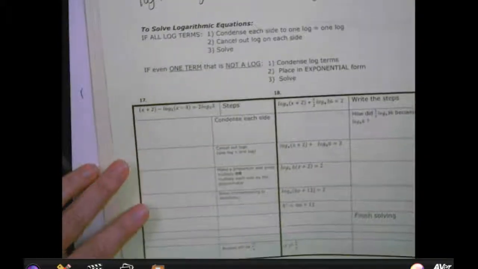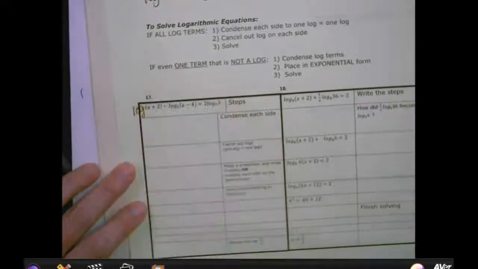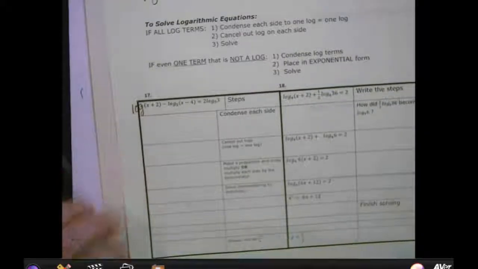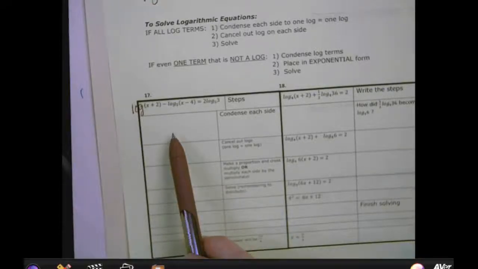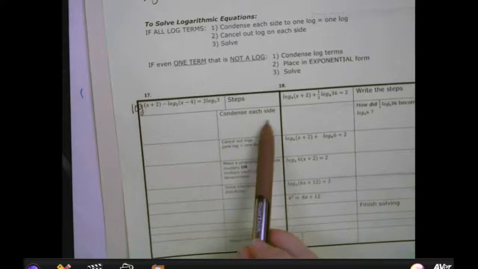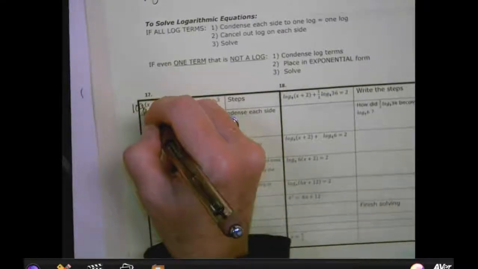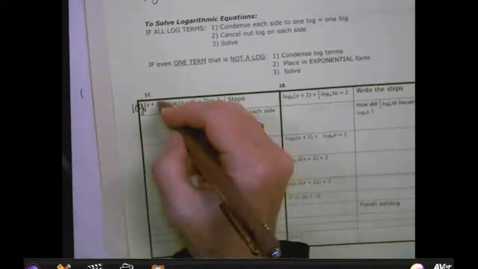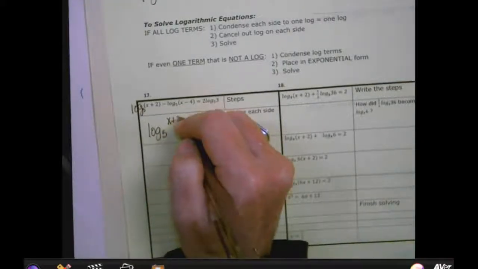Okay, on number 17, the word log, this is a log right here. So how do I solve number 17? First of all, it says condense each side, so get 1 log on each side. What does the minus mean? So I'm going to have x plus 2 over x minus 4.